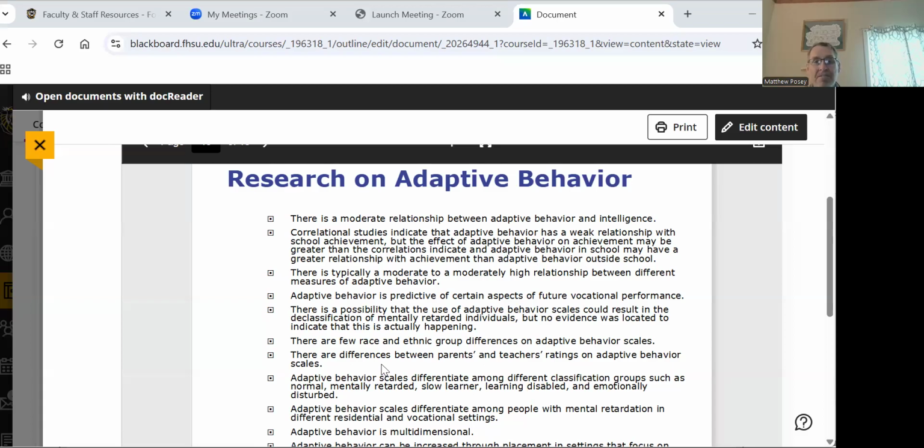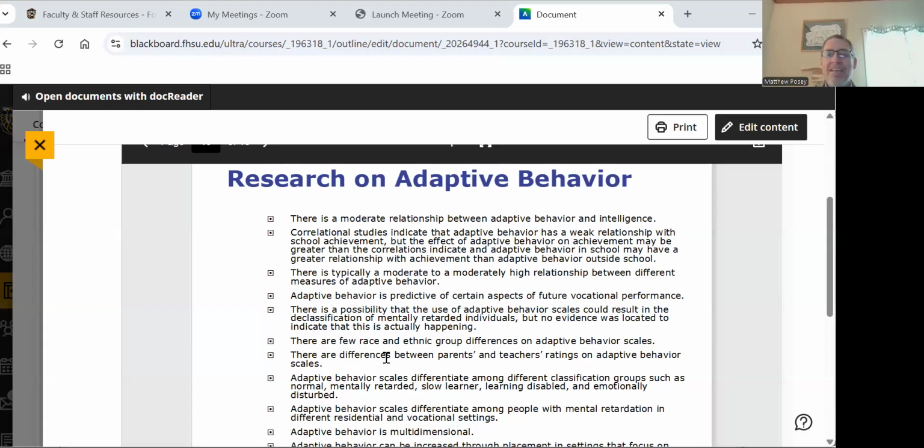There are often differences between parents' and teachers' ratings on the adaptive behaviors. That's not uncommon, but sometimes I do see a significant, huge difference, and it oftentimes is the parent who is in complete denial that something's going on with their student. That's usually when we see a significant difference in that adaptive scale.